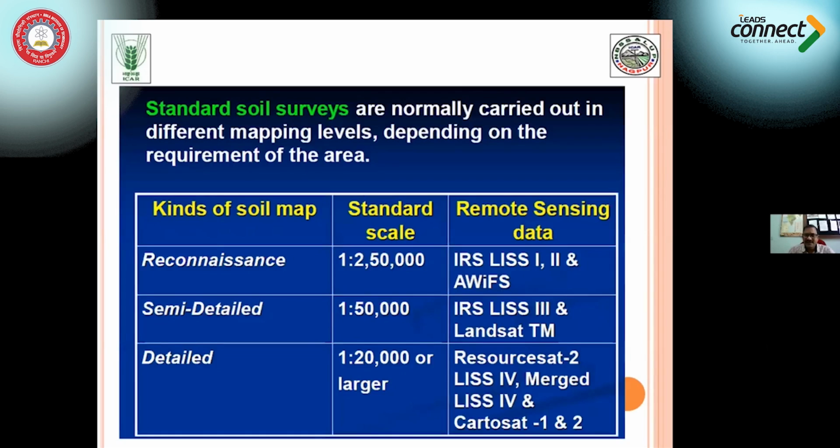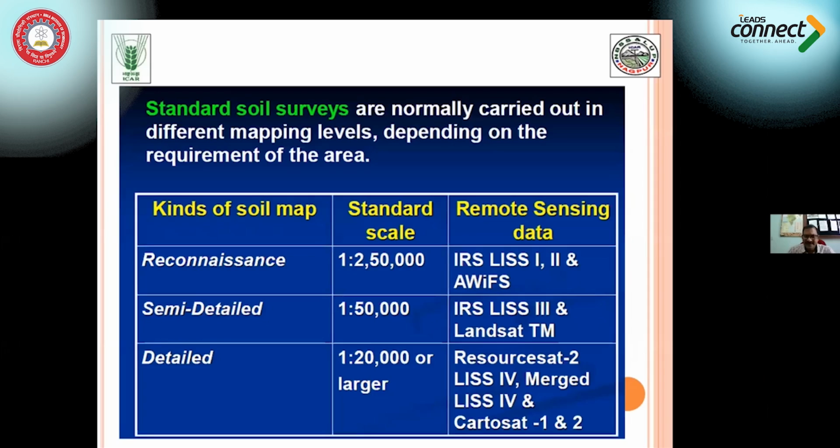Now, the standard survey is normally carried out at different mapping levels depending on the requirement of the area. As I said earlier, soil surveys are taken on the basis of their purpose. So, in the case of reconnaissance soil survey, the scale is very small, like 1:250,000. Accordingly, we have to use this space data. In the case of reconnaissance survey, we normally use LISS 1, LISS 2, and other data. In the case of semi-detailed soil survey, we normally use LISS 3 data. And this reconnaissance soil survey takes place at the country level.